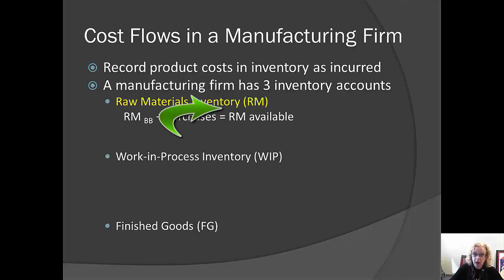So the total amount of raw materials that we have available to us during the period is the sum of the old materials plus all of the current purchases. Now, what happens to all that raw material? There are only 2 possibilities. Either it gets used or it doesn't get used.